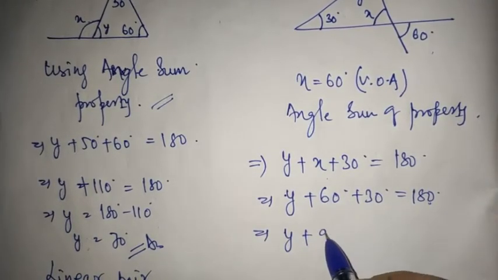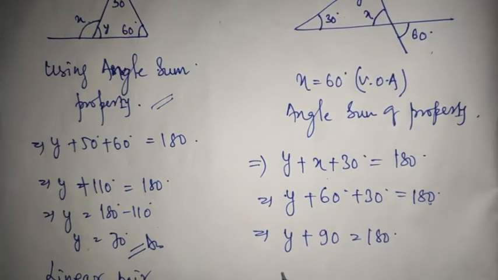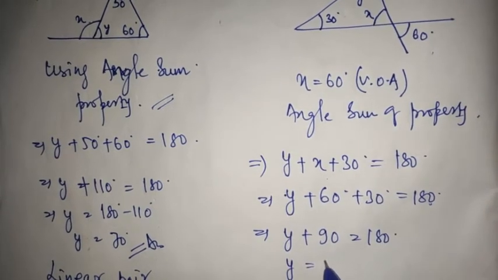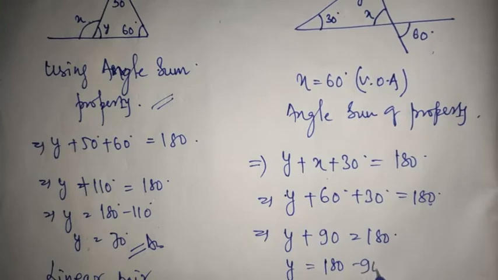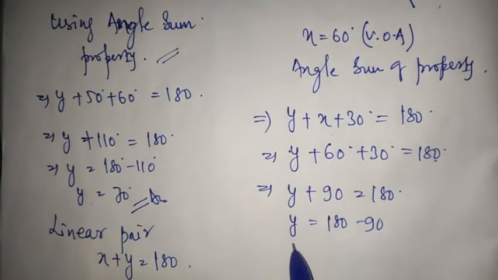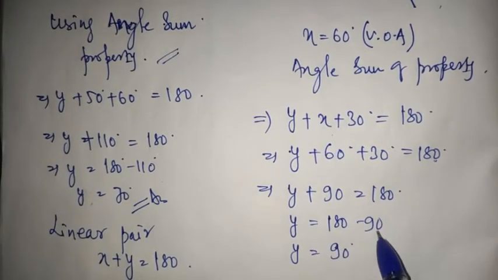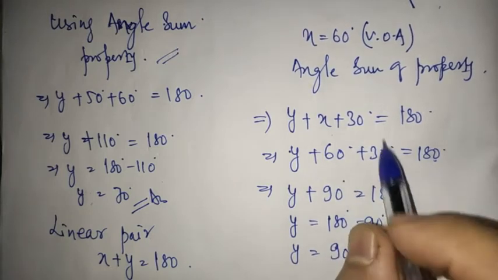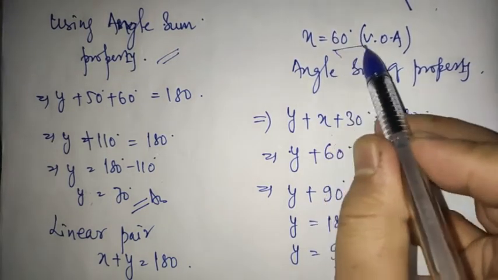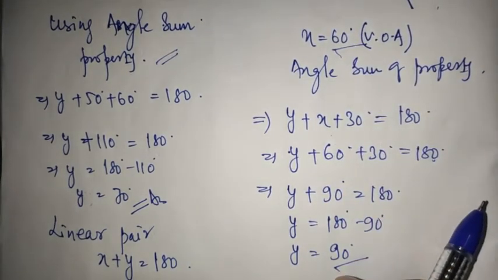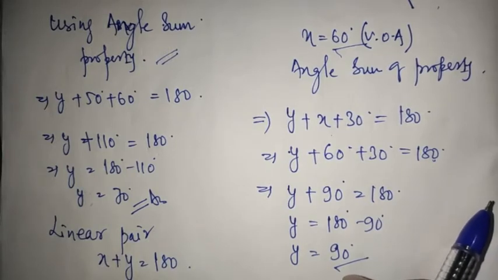60 plus 30, 90 is equal to 180 degree. So what is the value of y? It is 180 minus 90. This will get transposed over here. Now y is equal to 90 degree. Okay, so you got the value of y, this is 90. You got the value of x using the vertically opposite property, that is 60 degree, isn't it?